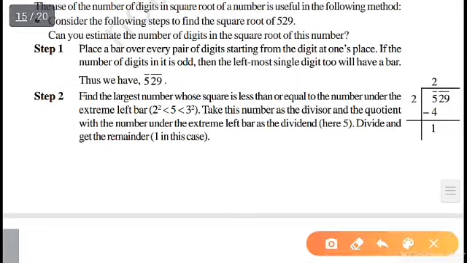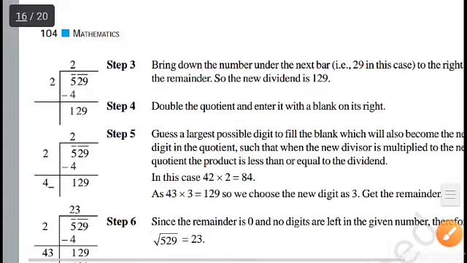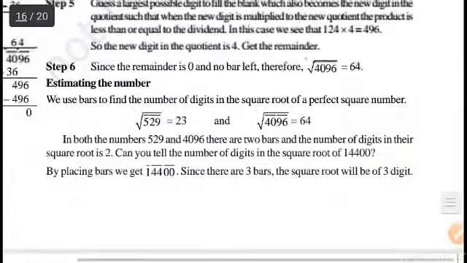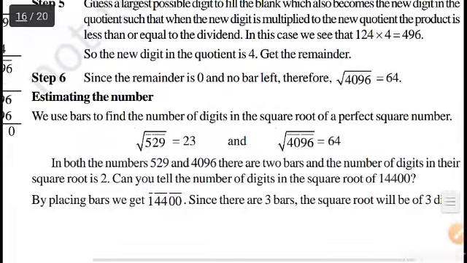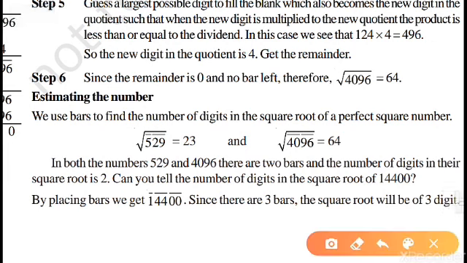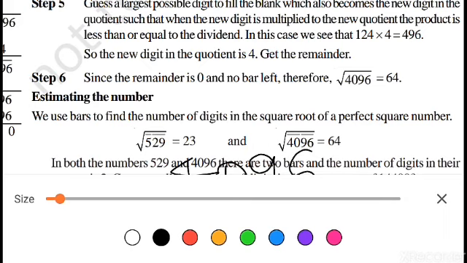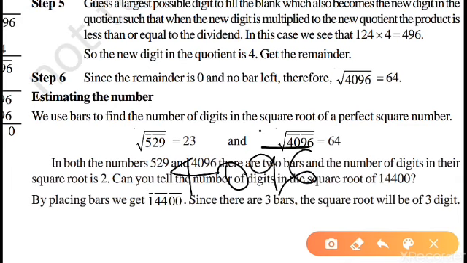Here we have taken some examples, and you can see we are finding the square root of 529. One thing we should take into account before solving is that we have to make pairs. The essential thing is pairing the digits. Let us see how to pair 4096. If we write 4096, we have to pair it from the back.